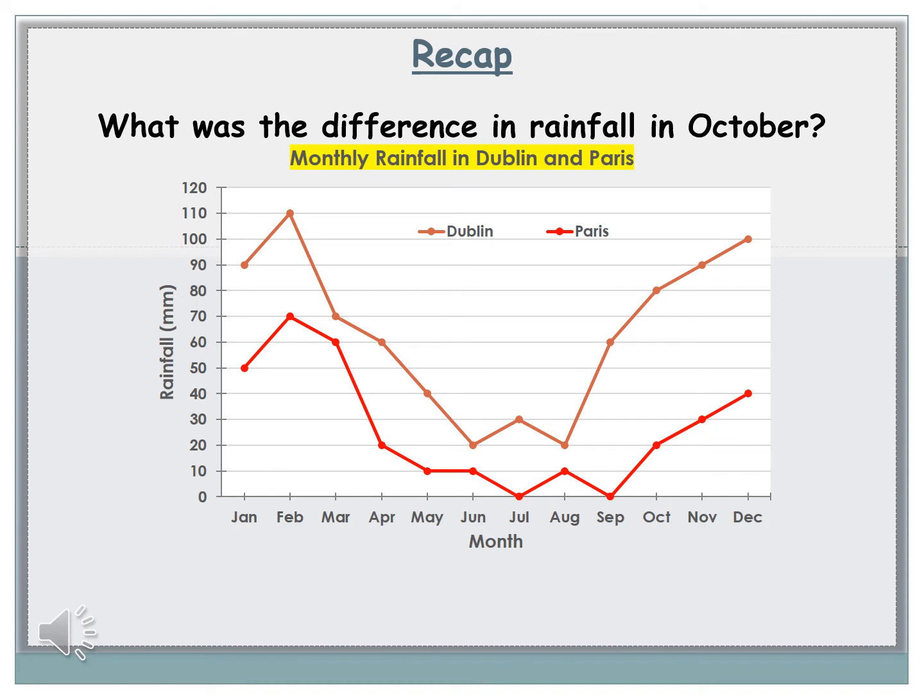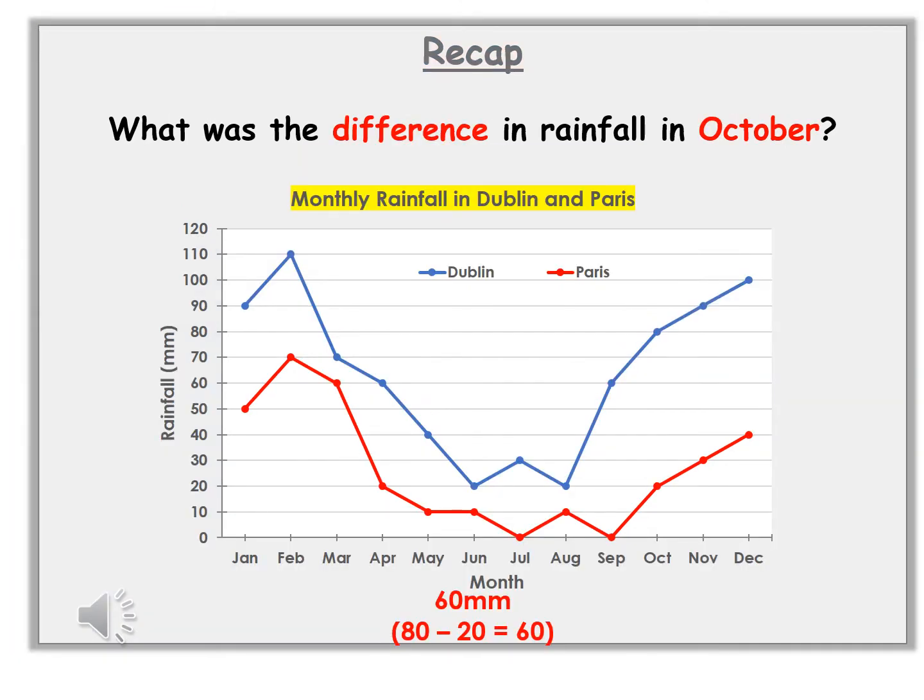Morning Year 5, let's recap our learning from yesterday. Look at the line graphs and see if you can answer the questions. So the answer is 60 millimetres, because we can see that Dublin has got a rainfall of 80 millimetres and Paris has 20. So if we do 80 subtract 20, that gives us the answer 60.